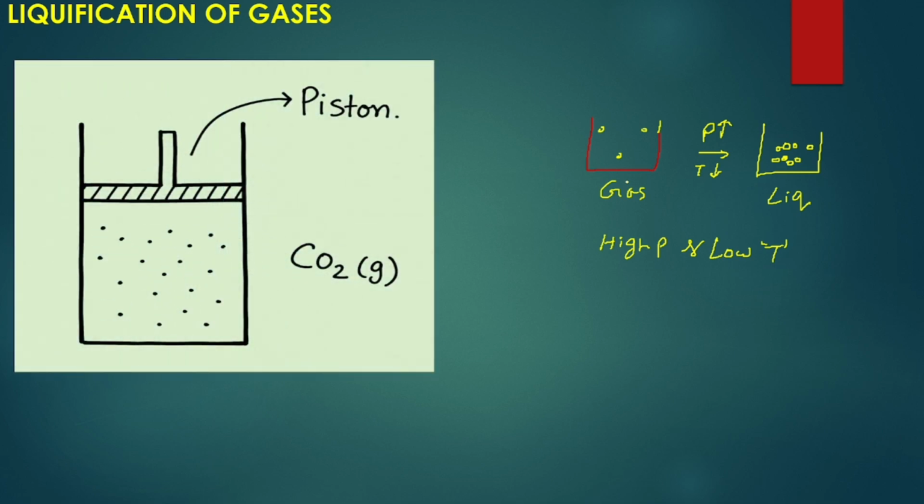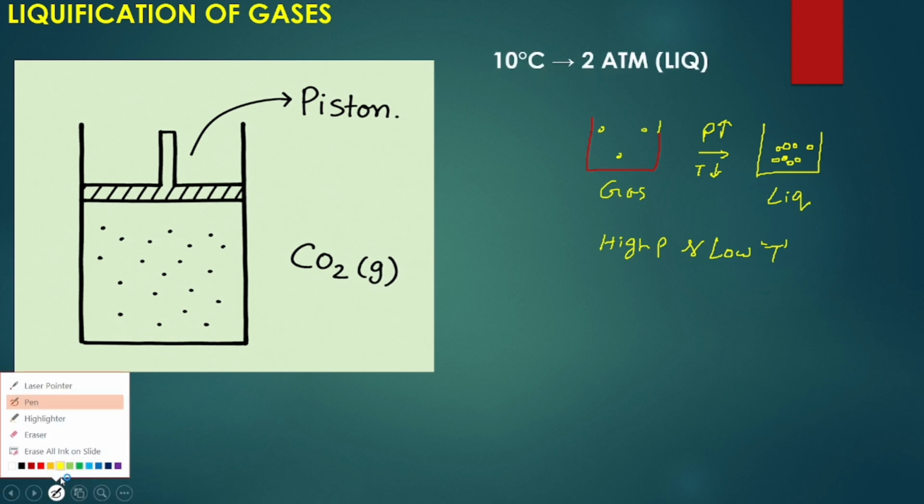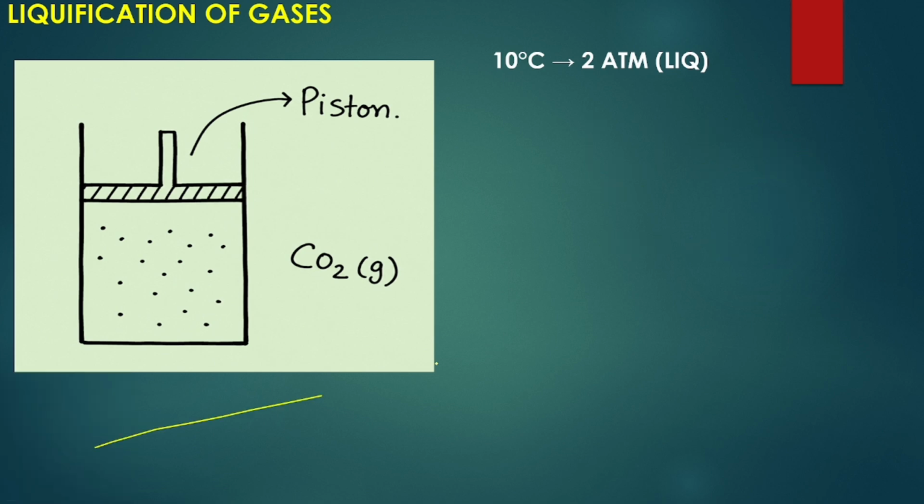Let's see. Here the piston is there. The container has a weightless, frictionless piston. We are applying the pressure through the piston and the gas is compressed into liquid. Now here we are taking carbon dioxide gas. Let's see what conditions we are applying. First, at 10 degrees Celsius and 2 atmosphere pressure, it is a liquid state. The gas is converted into liquid at 10 degrees Celsius and 2 atmosphere.